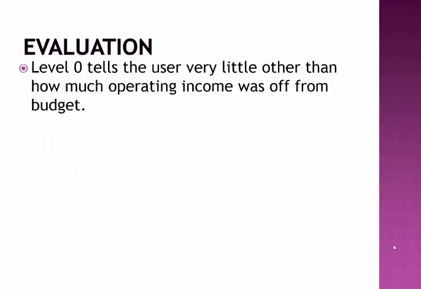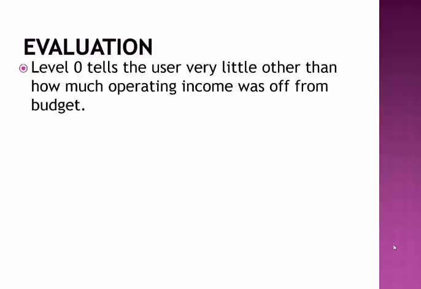Level 0 tells the user very little other than how much operating income was off from budget. Okay, so this level 0 is basically us comparing apples to oranges. It is not giving us really the information that we need to better run the company. We had an example in Chapter 6 where we had originally planned to sell 12,000 units, but we actually ended up only selling 10,000 units.